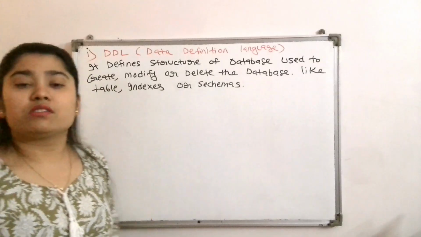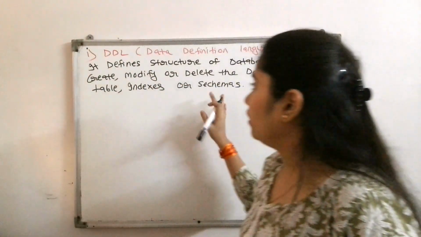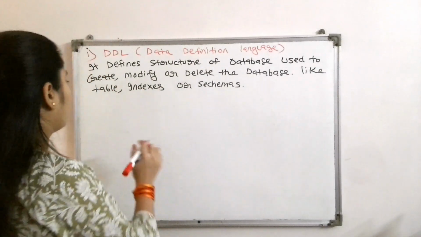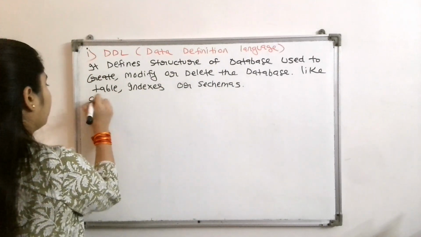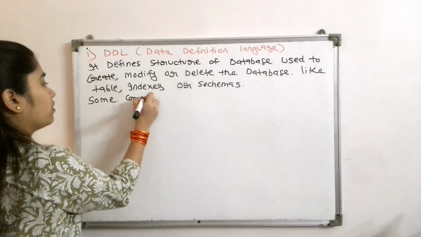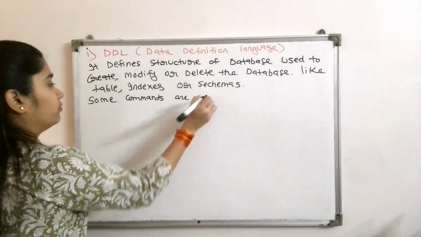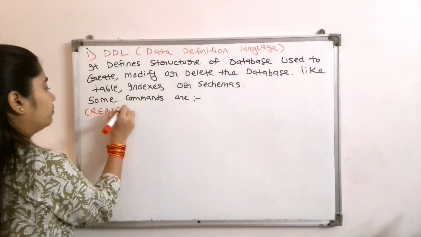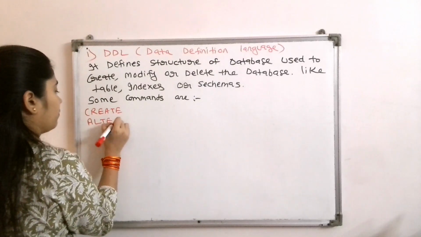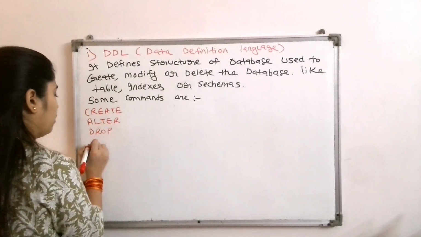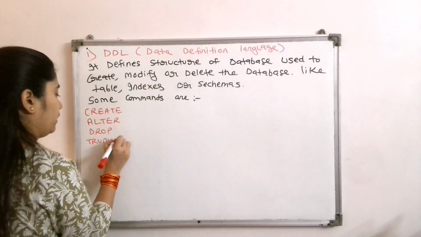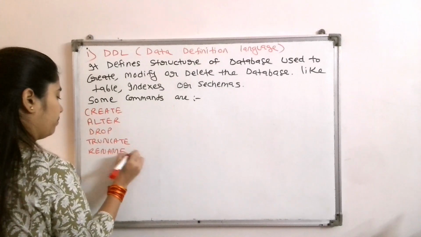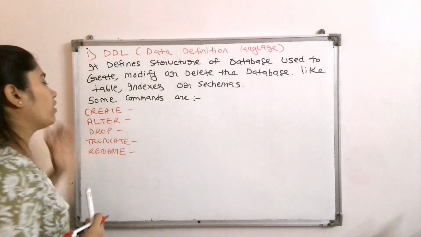What is DDL? Now let's see the commands we have seen right now and understand them in detail. Some commands are: first was create, then alter, drop, truncate, and rename. Yes. So now what are these commands?